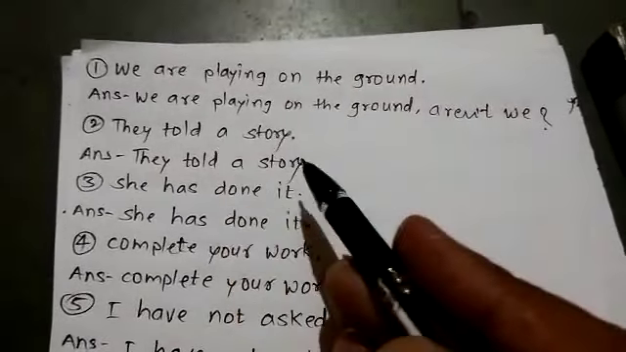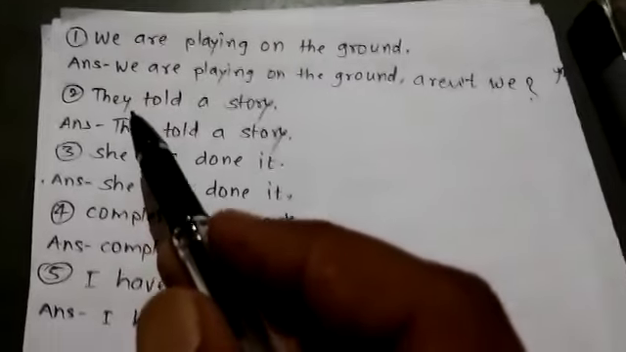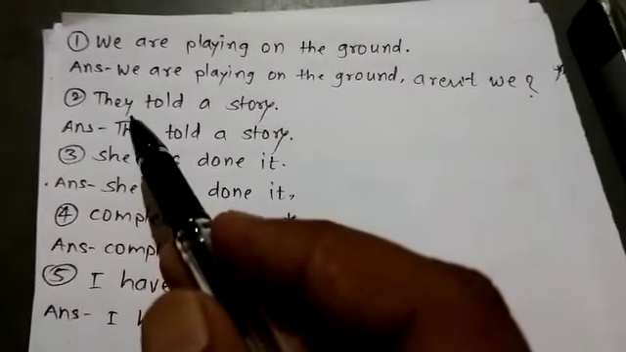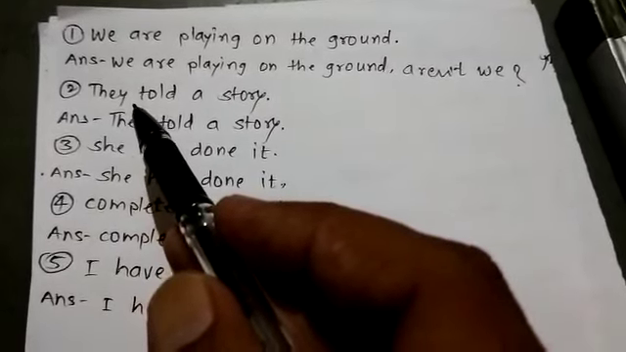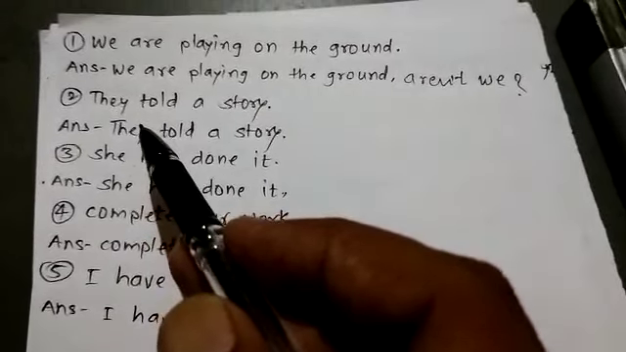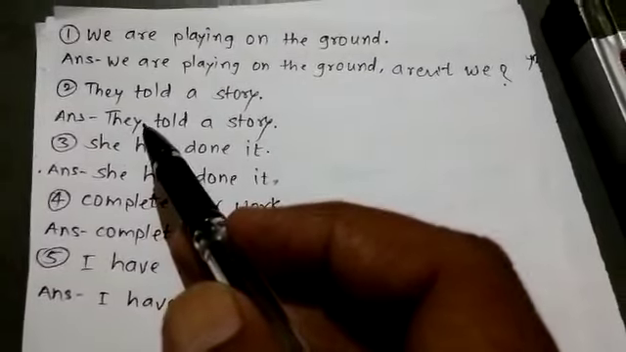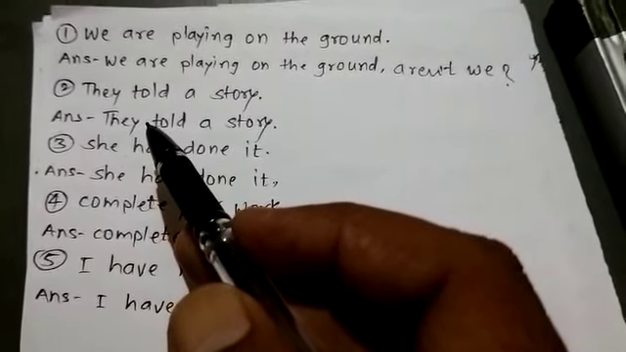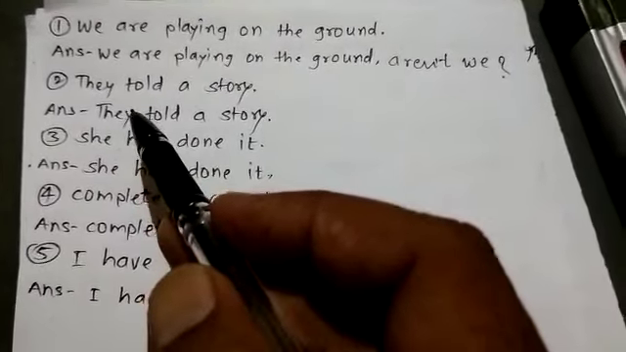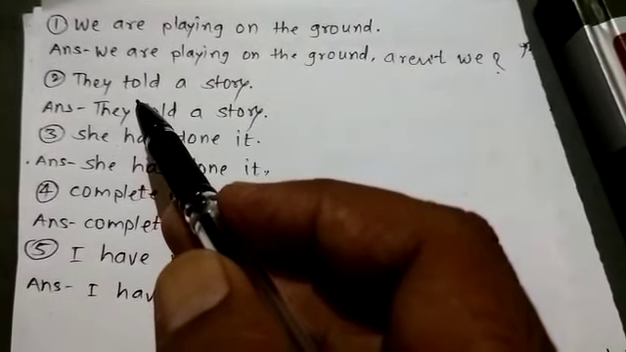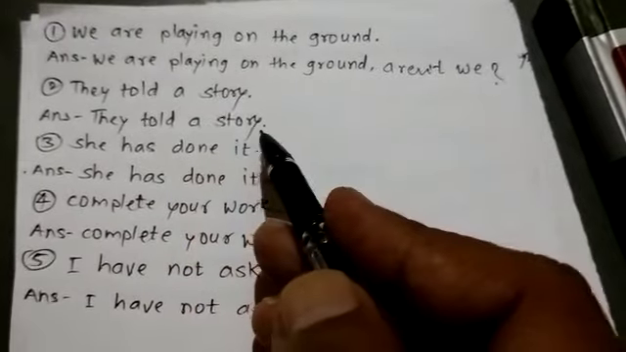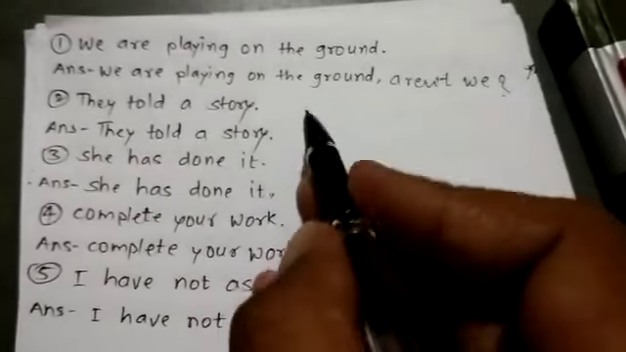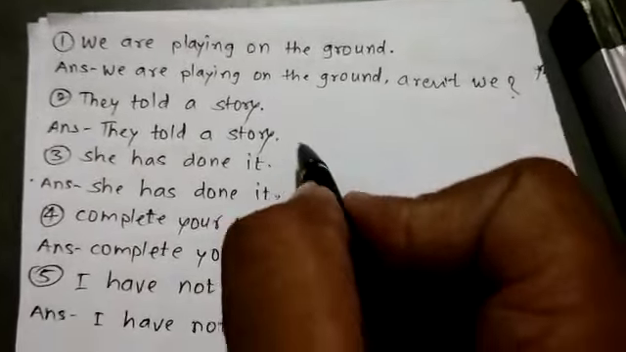Then "They told a story." So as we discussed, first of all we will have to look at the tense. If a helping verb is given, we can directly take the helping verb. But if a helping verb is not given, at that time we will have to think about the tense. If it is simple present tense, generally we add "do" or "does", but this is simple past tense. So in simple past tense we will have to add "did" and its negative.